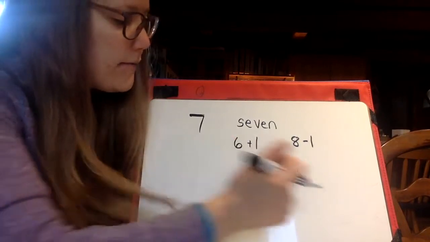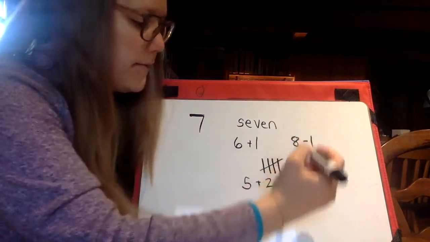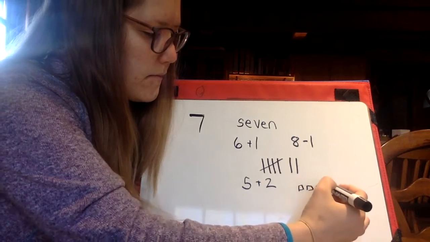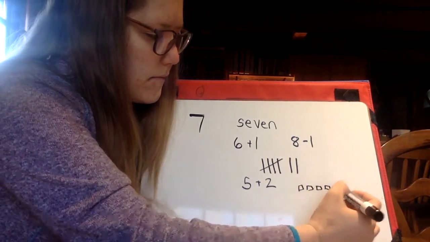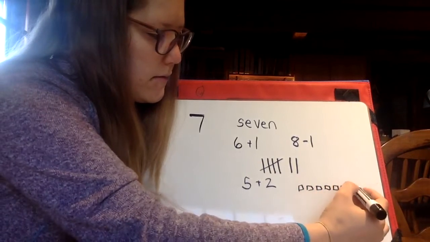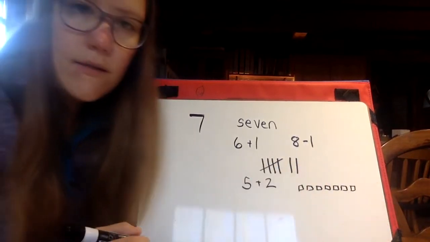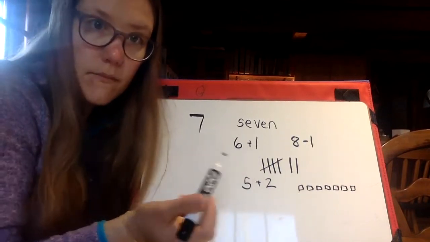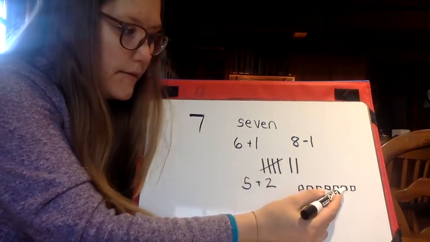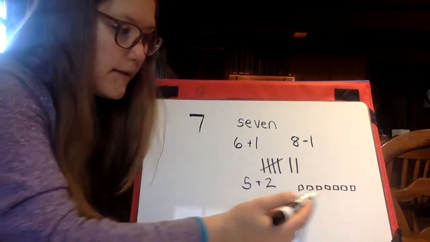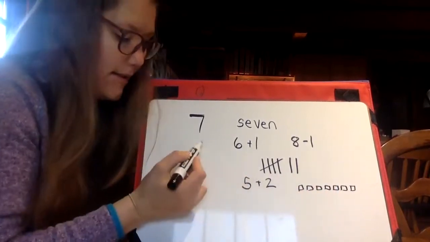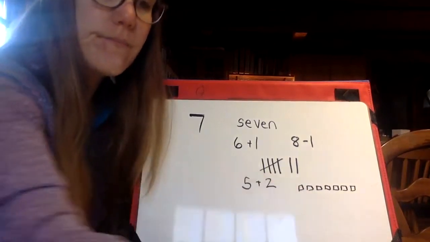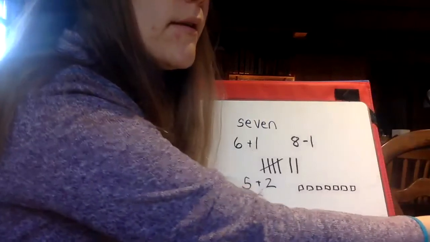Let's keep going. What if I did this? One, two, three, four, five, 6. What if I did 7 base 10 blocks? Does that represent 7? Yeah. 1, 2, 3, 4, 5, 6, 7. This shows 7. This shows 7. They just show it in different ways, right? All right, let's try some more.